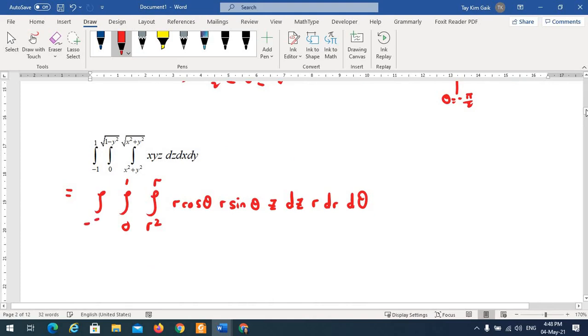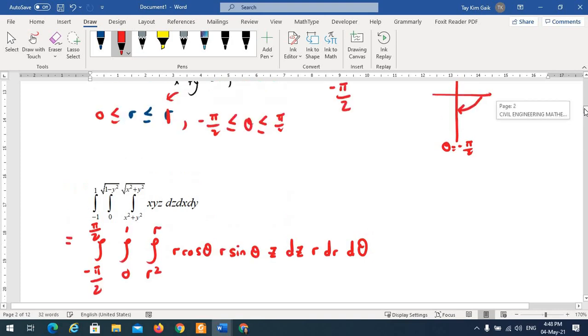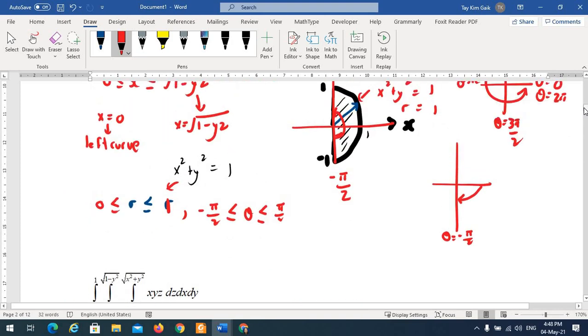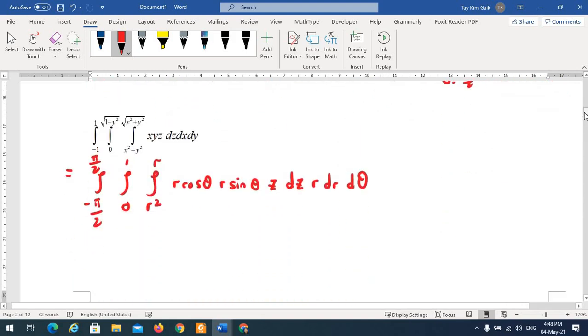So theta from negative pi over 2 to positive pi over 2. Remember, okay, fourth and first quadrant, theta is from negative pi over 2 to positive pi over 2. The first quadrant only, theta 0 to pi over 2. First and second, 0 to pi. 1, 2, 3, 4 quadrant, 0 to 2 pi. So just remember the fourth and first, negative pi over 2 to positive pi over 2. Then you just evaluate it.